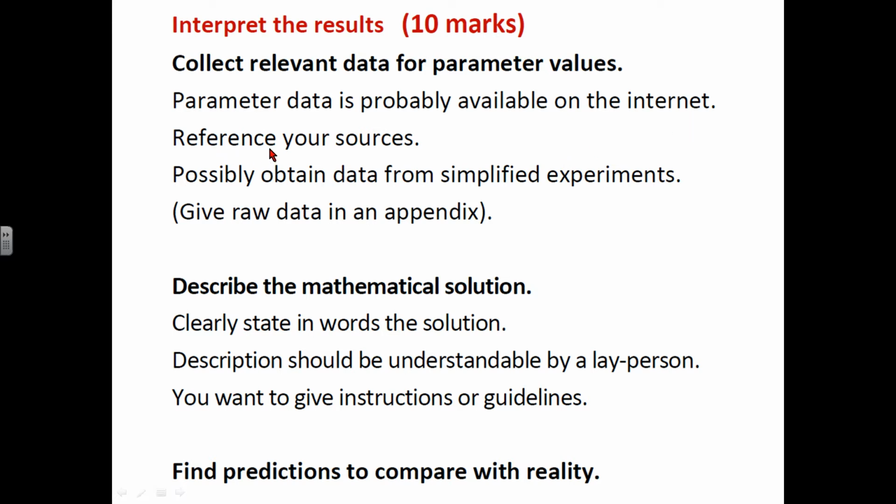If you do, make sure that you reference those sources, and parameters you might want to obtain from simplified experiments. This might be that an experiment could also include, let's say we're going for angle of roof, that you measure the angle of a roof. So we could be doing that kind of experiment, and any sort of raw data evidence that you've done you then want to stick in an appendix.